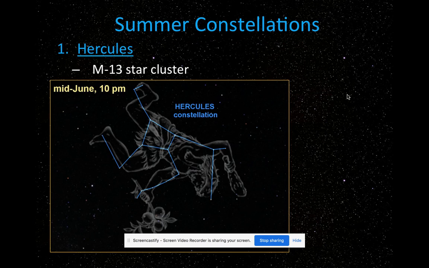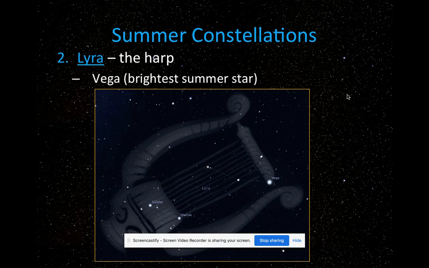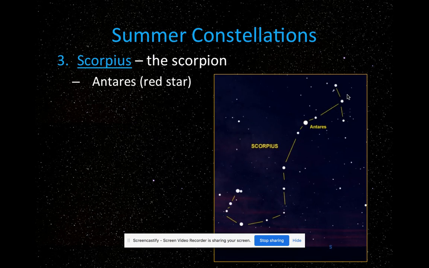nebula. Summer constellations, so we're getting into those. Hercules, you have the M13 star cluster seen here. And let's see, Lyra is next, the harp. Vega is going to be found in Lyra, and Vega is the brightest summertime star. So a very bright star in the summer. Scorpius is the scorpion, and it kind of looks like a little scorpion with its tail and that's the head. Antares is a star of note here.